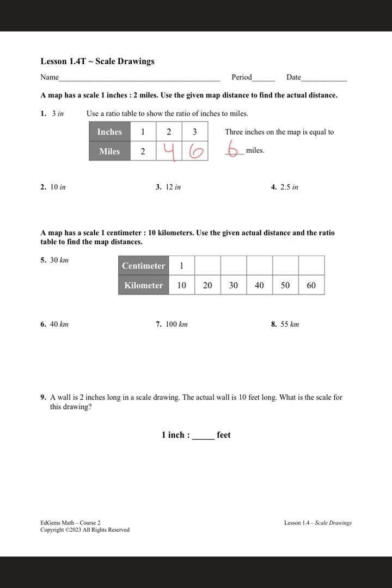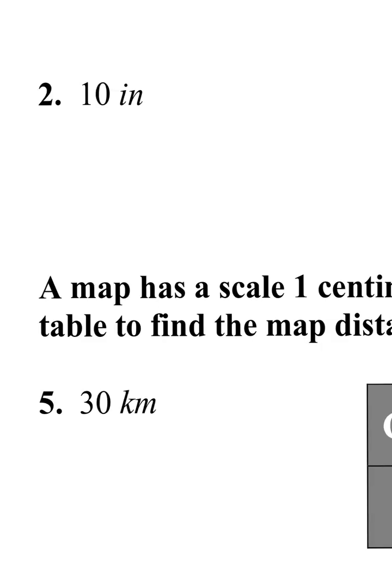Knowing what we know now and having our ratio table set up, let's figure out numbers 2 through 4. They give you the distance in inches, so that's your map distance, and they want us to convert those map distances to actual distances. Let's figure this out for number 2. They give us 10 inches, and they want us to convert it to miles. So let's start off with our scale on the map.